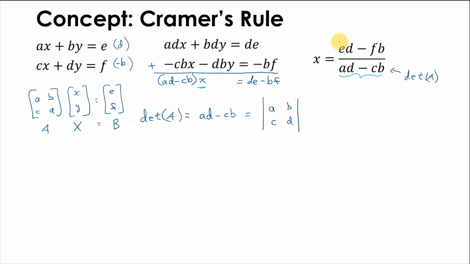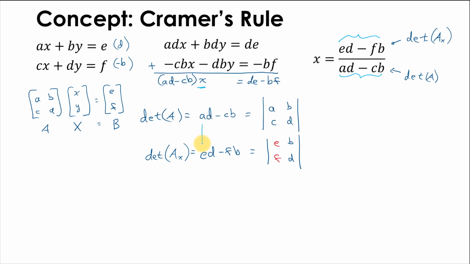But what we have on the top here is pretty close. I've got a D and a B, but my C and my A are replaced with some things. So I'm going to call this the determinant of AX, and we'll call this something different a little bit, but for right now we're going to call it AX. The determinant of AX, that is ED minus FB. If I were to write it in this notation, we can see that instead of having an A, now I have an E, and instead of having a C, now I have a B.